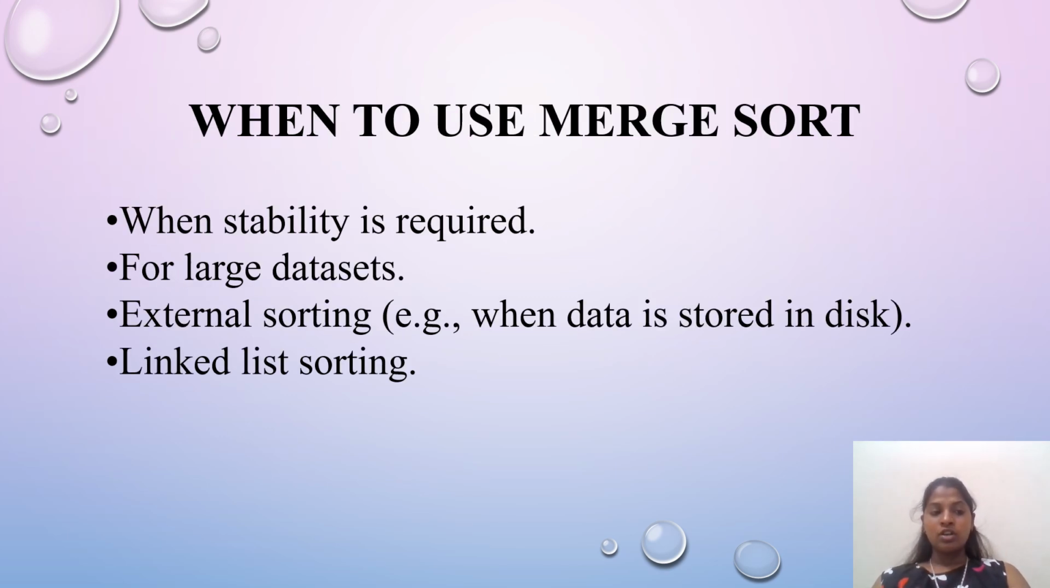Now let's talk about when merge sort is the right choice. When you need a stable sort, meaning it preserves the relative order of equal elements. It's ideal for large data sets, especially when quick sort's in-place advantages are outweighed by its unstable nature. External sorting uses merge sort when the data is stored on disk and memory is limited. Also, merge sort is a great option for sorting linked lists, as it does not require random access and does not need additional space.